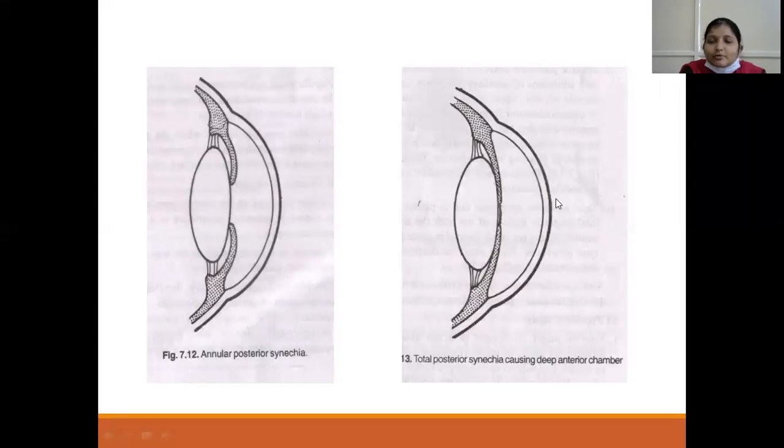So that is called iris bombe, occurring in annular posterior synechia. And the third type of posterior synechia is total posterior synechia. When there is a large outpouring of exudates between the iris posterior surface and the lens, the iris gets totally plastered to the lens.